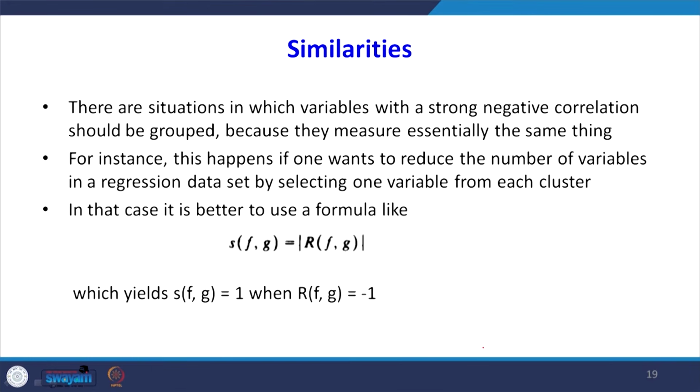There are situations in which variables with a strong negative correlation should be grouped because they measure essentially the same thing. For instance, this happens if one wants to reduce the number of variables in a regression data set by selecting one variable from each cluster. In that case, it is better to use a formula like this: similarity between f comma g equal to the modulus value of the correlation coefficient between f and g, which yields that the similarity between f comma g equal to 1 when the correlation coefficient is -1. We have to take only the positive values.